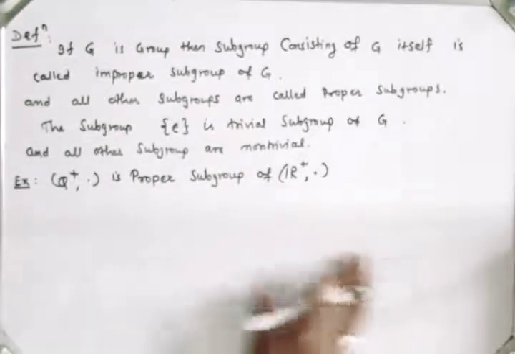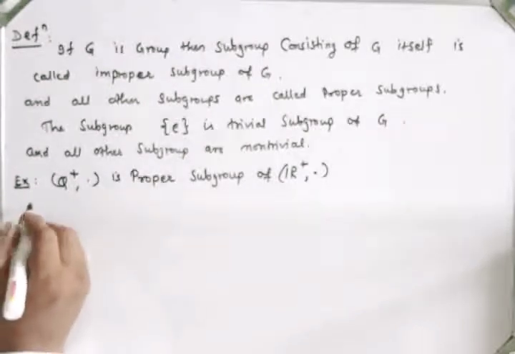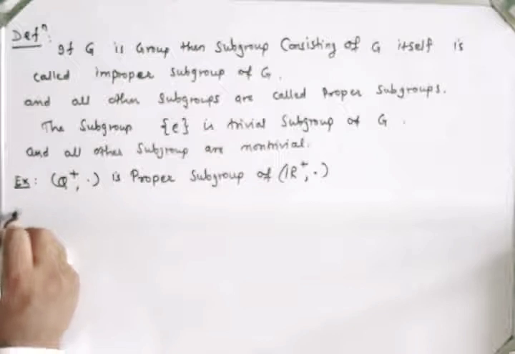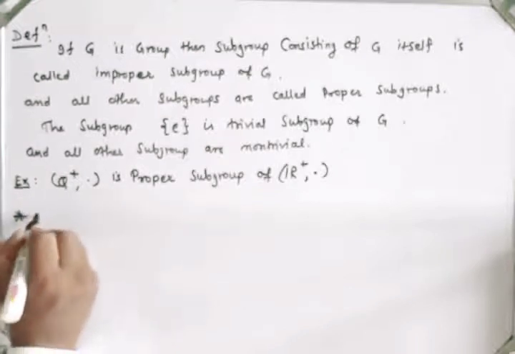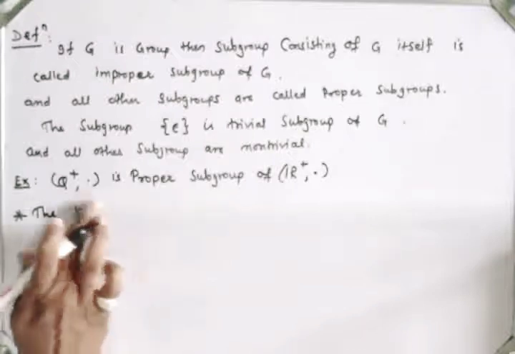Now we will see some groups. So first group, the Klein 4 group. This is a very famous group.